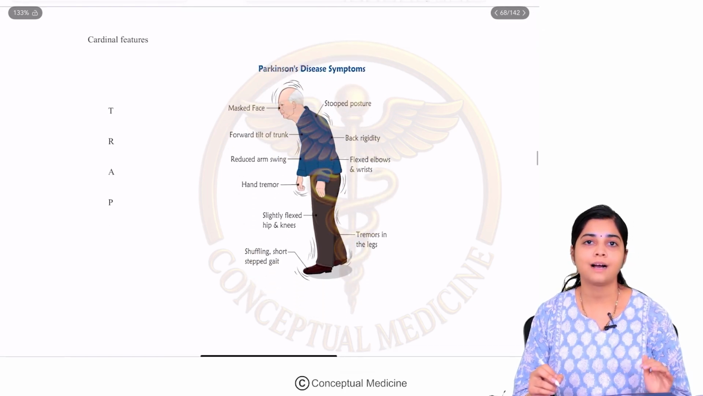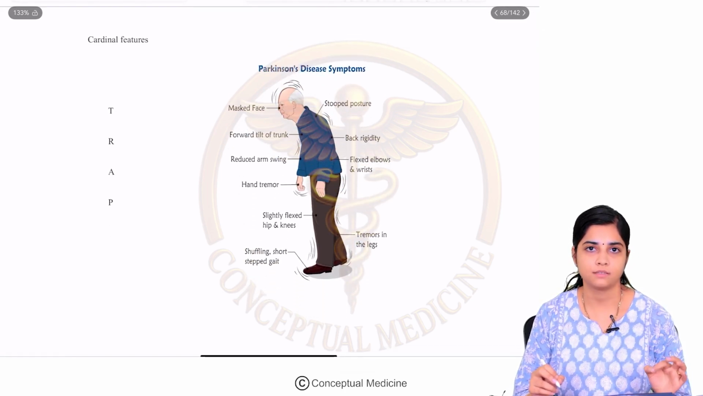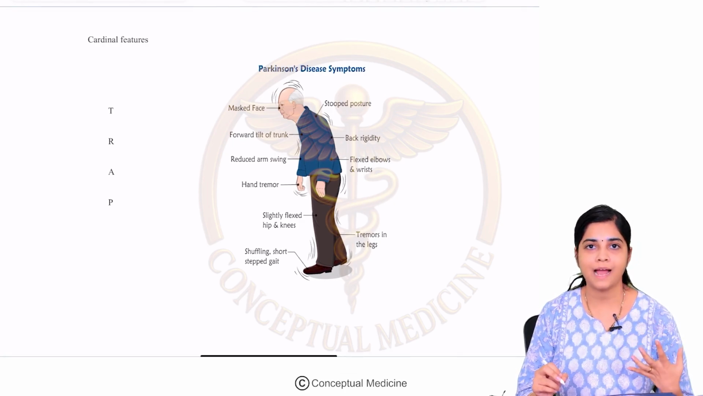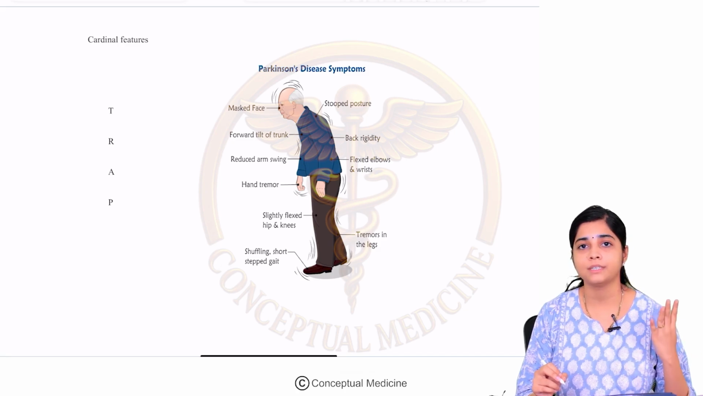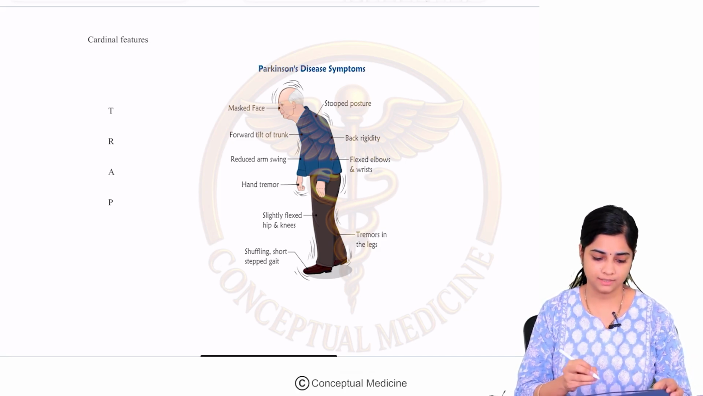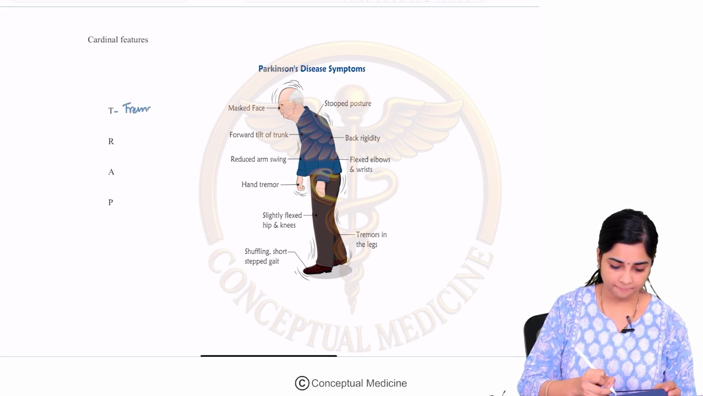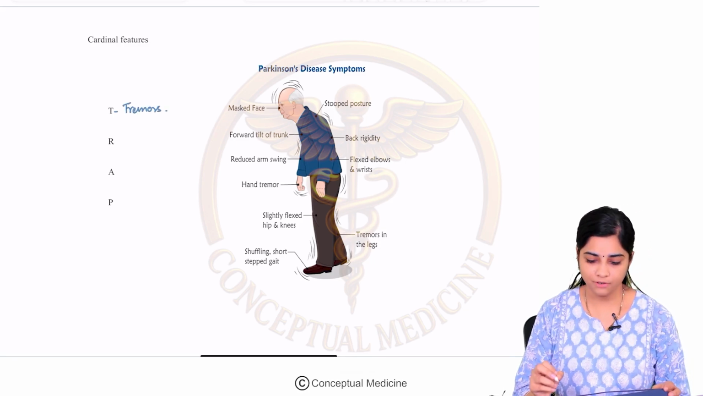So what are the cardinal features of Parkinson's disease? The cardinal features of Parkinson's disease are given by the mnemonic TRAP. The TRAP symptoms are very important, and they are the four cardinal features of Parkinson's disease. T stands for tremors.